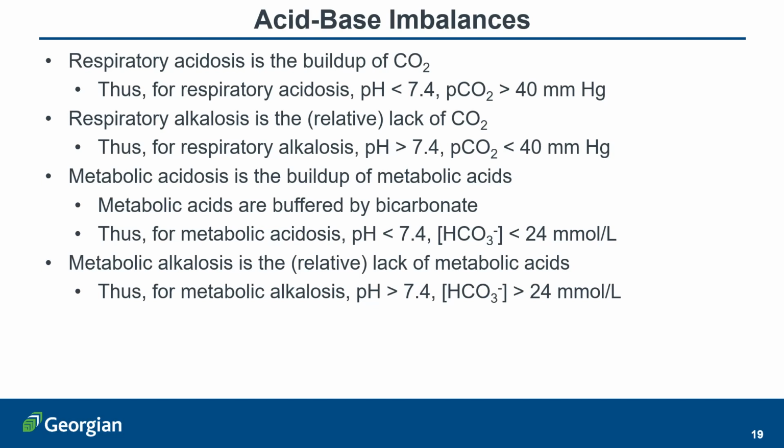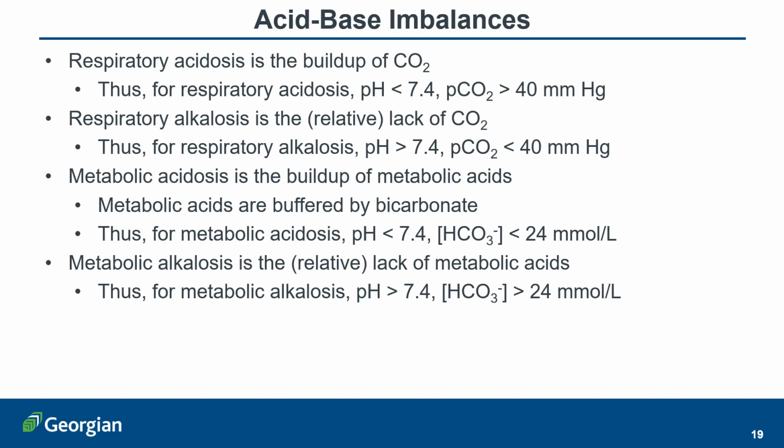Similarly, for respiratory alkalosis, it's the relative lack of CO2. So pH has to be greater than 7.4. That's a given, right? Acidosis is pH less than 7.4. Alkalosis is pH greater than 7.4. So for respiratory alkalosis, firstly, pH has to be greater than 7.4, so it's alkalosis. And then if PCO2 is less than 40, you've identified the acid-base imbalance, it's respiratory alkalosis. Similarly, metabolic acidosis is the buildup of metabolic acids. In the case of respiratory acidosis, we can directly measure CO2, right? So if CO2 is above 40 and pH less than 7.4, it's respiratory acidosis.